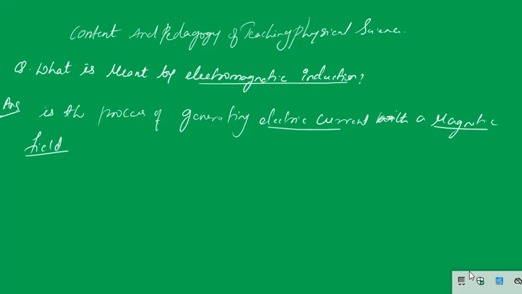So, as the word suggests, electromagnetic refers to the relationship between an electric current and a magnetic field. Let's define it: it is the process of generating an electric current with the help of a magnetic field, which is meant by electromagnetic induction.